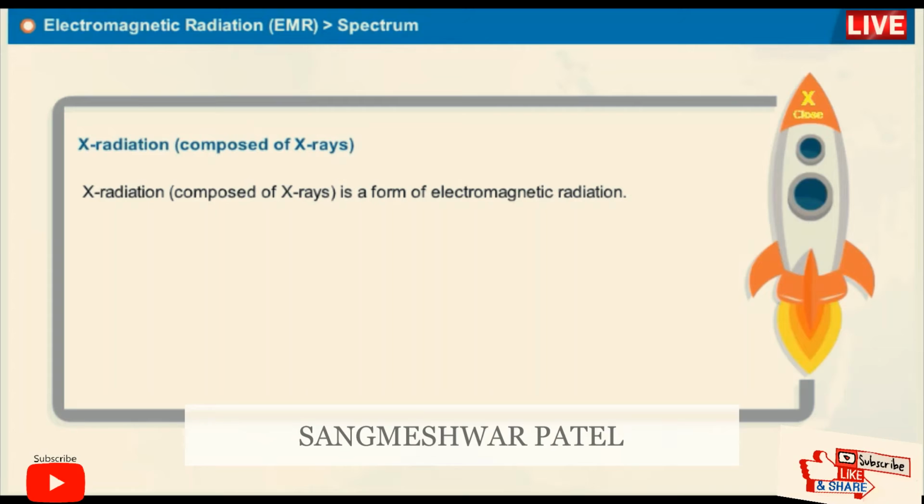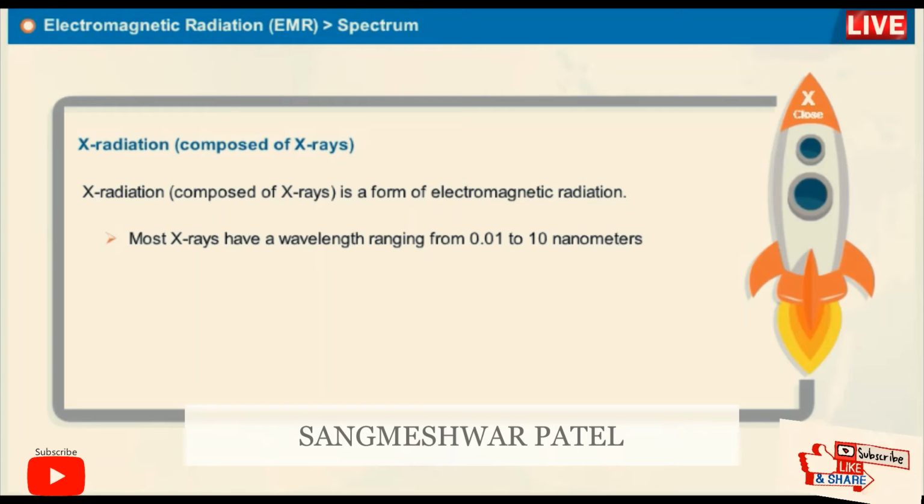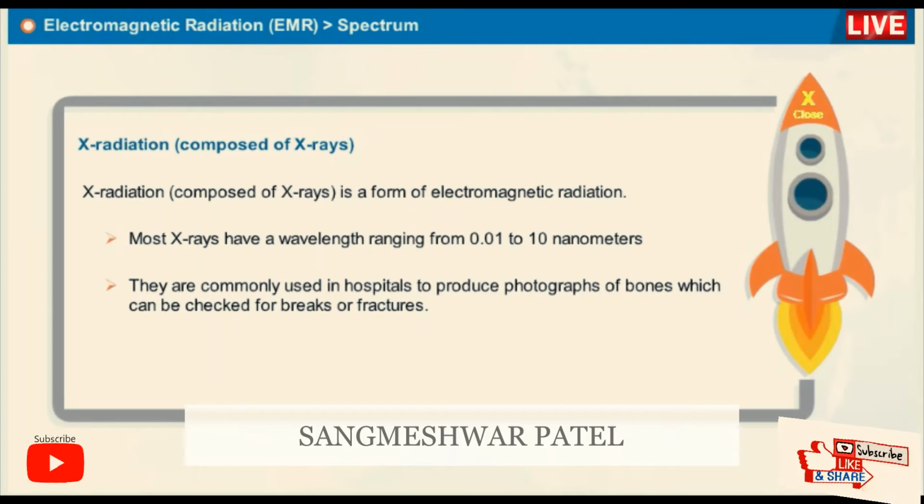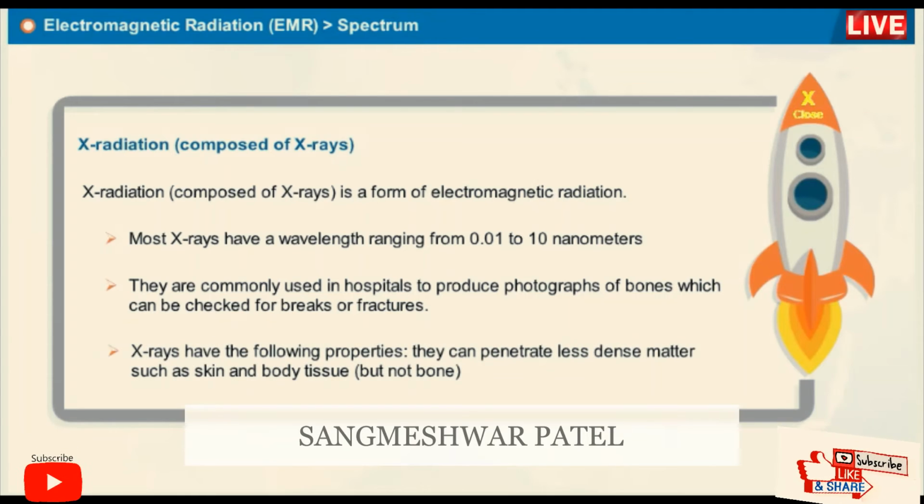X radiation, composed of X-rays, is a form of electromagnetic radiation. Most X-rays have a wavelength ranging from 0.01 to 10 nanometers. They are commonly used in hospitals to produce photographs of bones which can be checked for breaks or fractures. X-rays can penetrate less dense matter such as skin and body tissue, but not bone.